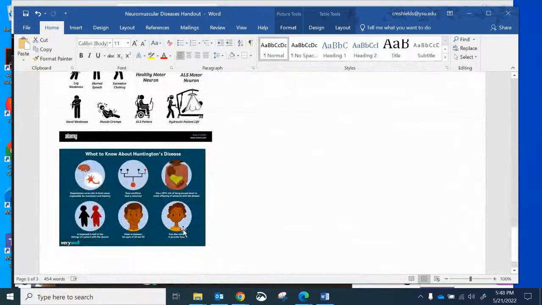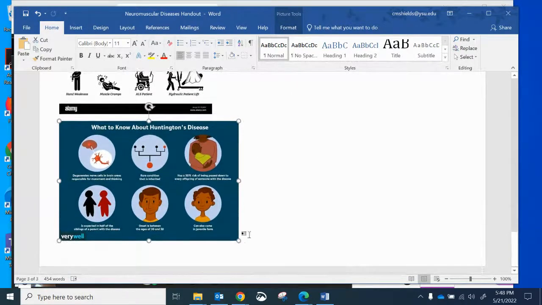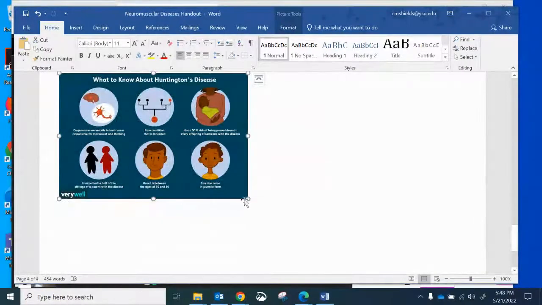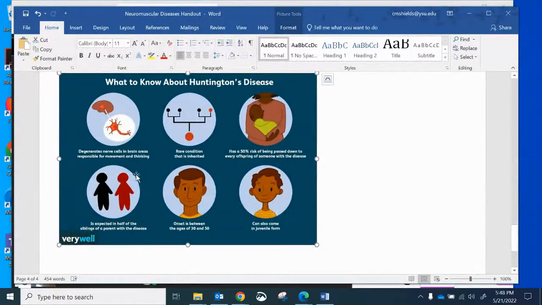And the last picture right here, what to know about Huntington's disease. Sorry, so I can show you a little better, hard to see. It degenerates nerve cells in the brain areas responsible for movement and thinking. It's a rare condition and we know it's inherited. It has a 50% risk of being passed down to every offspring of someone with the disease. It's expected in half of the siblings of a parent with the disease, which obviously correlates with this 50% right here. Onset of age is generally between 30 and 50.